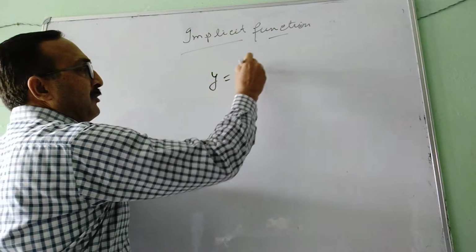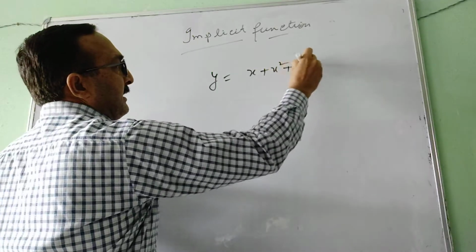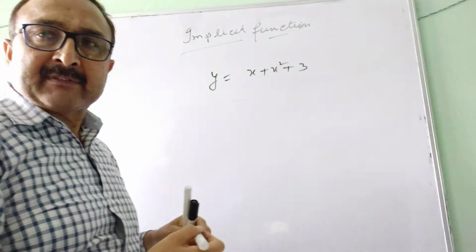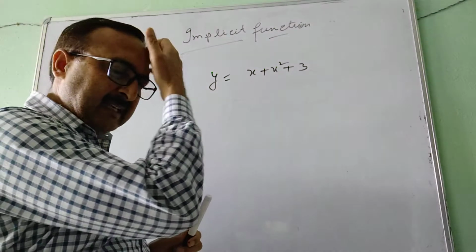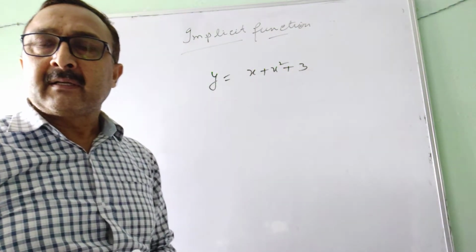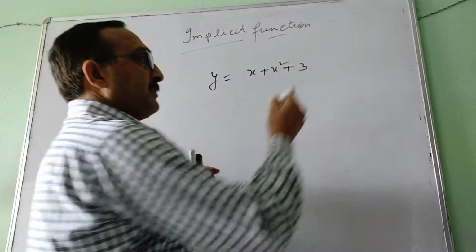Suppose we have y equal to x plus x square plus 3. Now you observe here the y variable is on the left side and on the right hand side there are only x terms. So that means it is an explicit function.